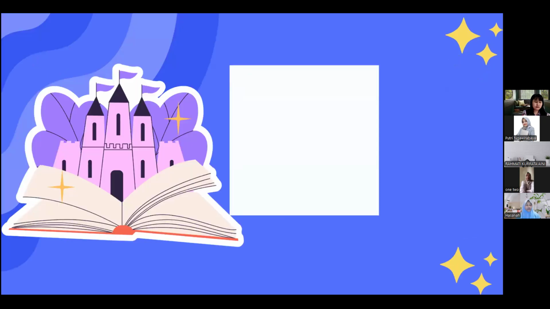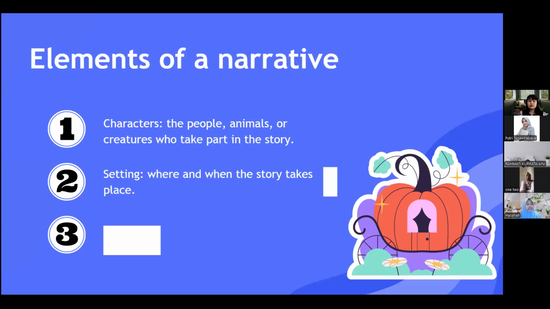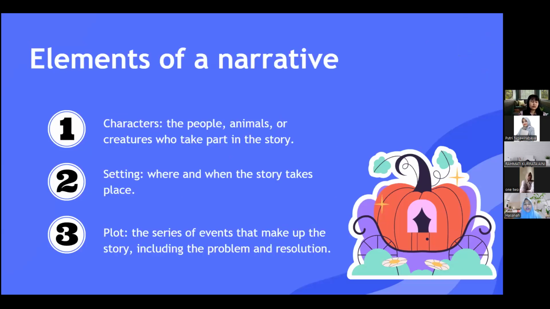Okay, next. Now, I would like to explain what narrative text is. Narrative text is a type of text that tells a story of a series of events to entertain the readers or listeners. It usually involves characters, setting, and a problem that needs to be solved, and often contains a moral value. And the next, there are three elements of narrative text. The first, characters. It means the people, animals, or pets who take part in the story.